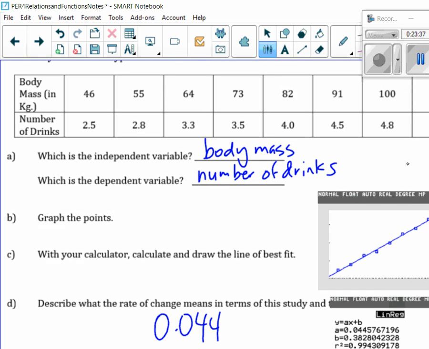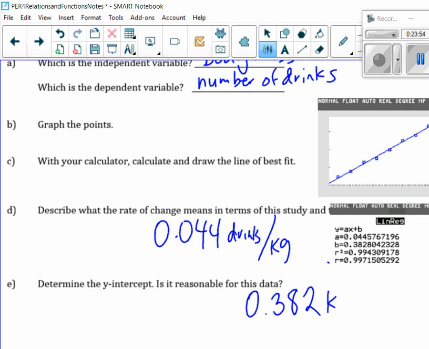Well, the 0.044 is the number of drinks per kilogram, right? And then the y-intercept, of course, is the number of kilograms with no drinks, I guess. Okay, so write it. So we're going to write this y. I guess should we use y? Yeah, let's just use y equals 0.044x plus 0.382.